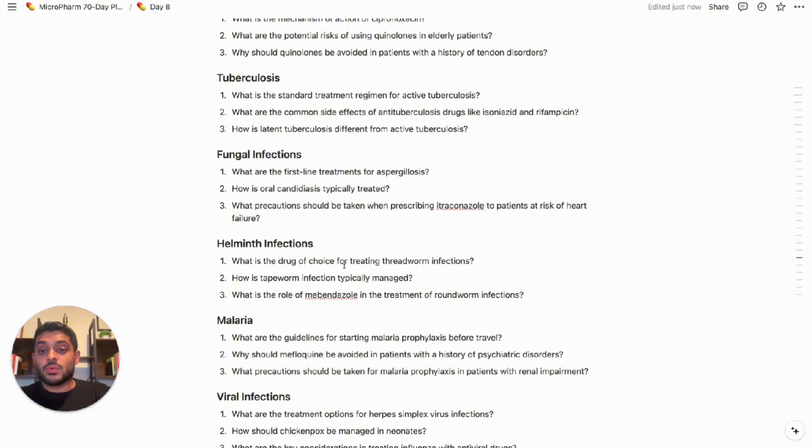For tuberculosis, what is the standard treatment regimen for active tuberculosis? What are the common side effects of anti-tuberculosis drugs, particularly isoniazid, rifampicin, but all of them? Pyrazinamide, ethambutol, consider all of them. How is latent tuberculosis different from active tuberculosis?